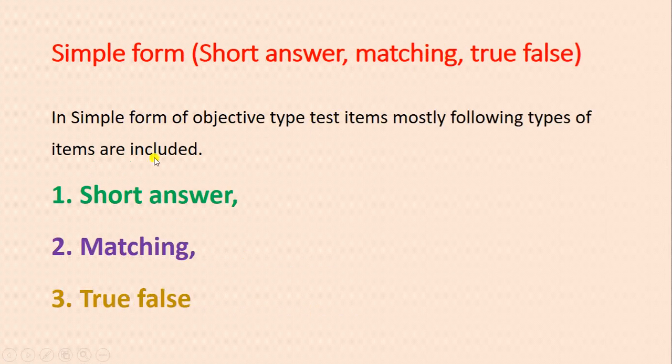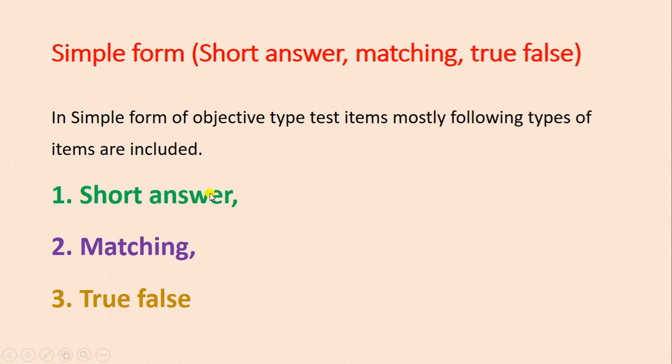My dear students, we are discussing simple form objective type test. In simple form objective type test items, mostly the following types of items are included. There are three important types that we can include in a simple form objective type test. As there are so many types of items included in objective type tests, but in simple form objective type test, there are some important types that are included. I have written here. You can see, first one is short answer.